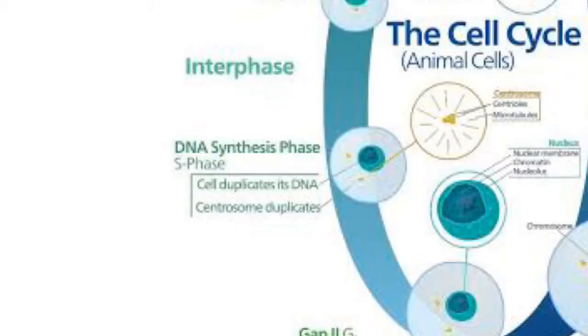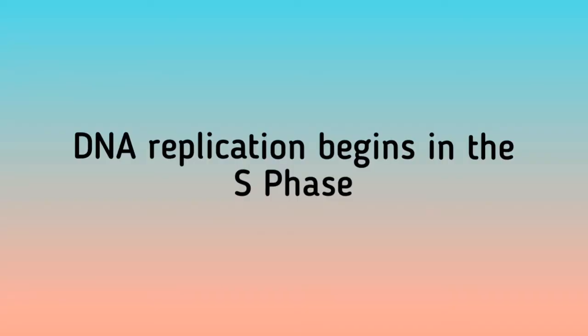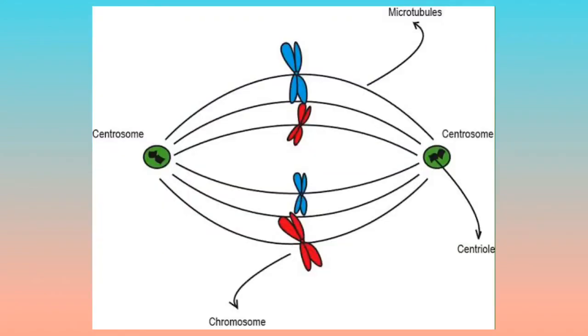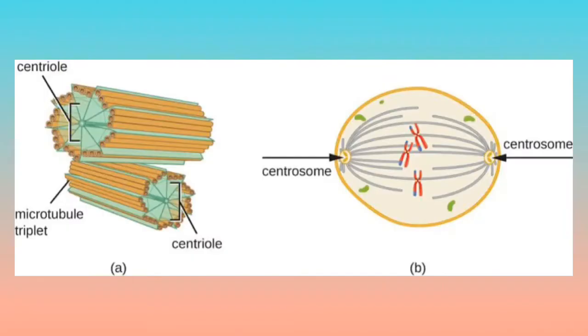S phase. In this phase, a cell produces a complete copy of DNA in the nucleus to produce two similar daughter cells. DNA replication begins in the S phase or the synthesis phase. The microtubule organizing structure or centrosome is also copied in this phase. The centrosome is the structure that helps in dividing the DNA during M phase.